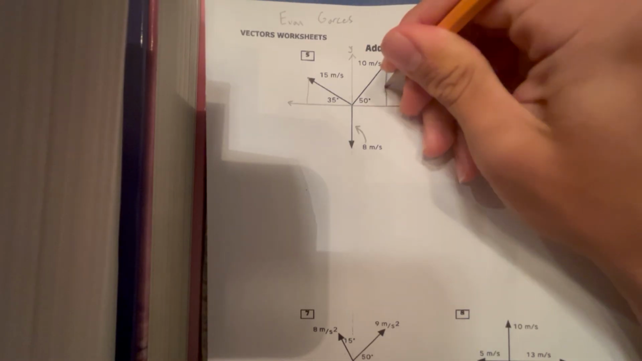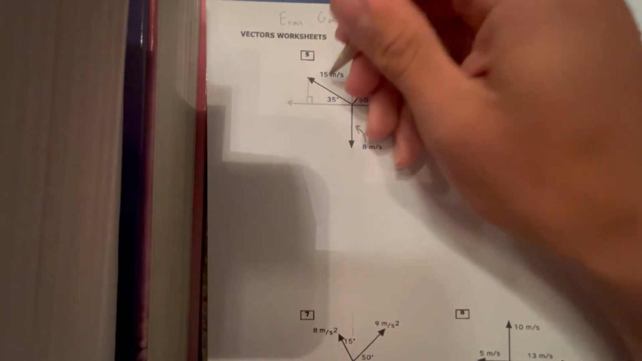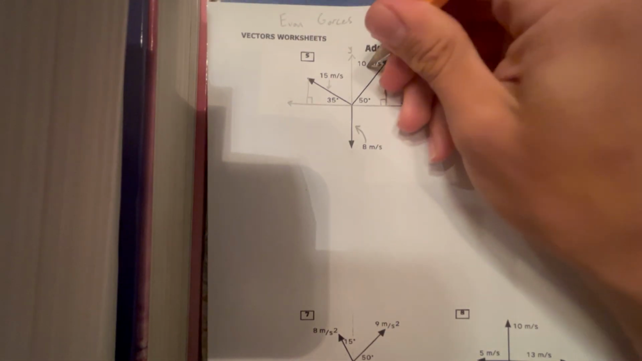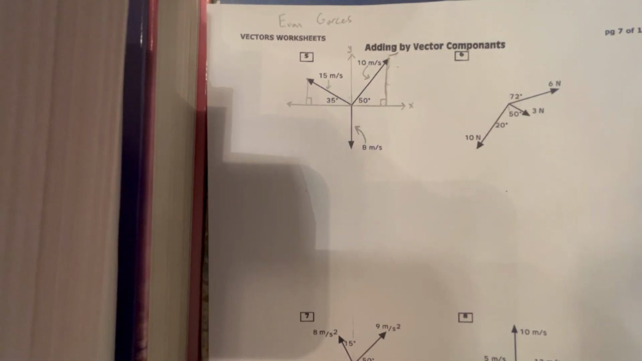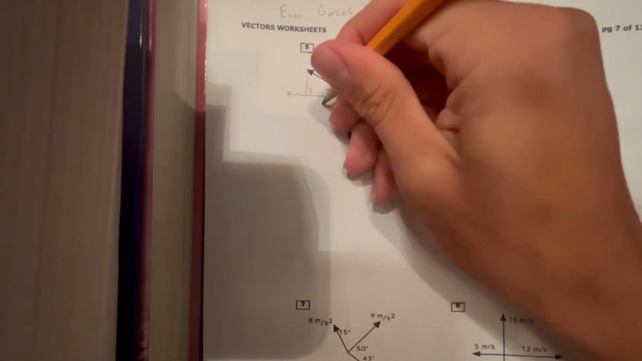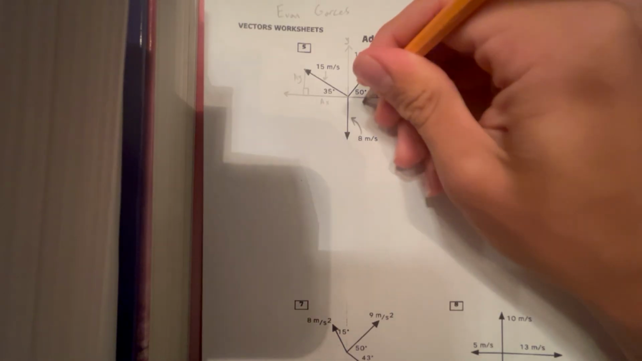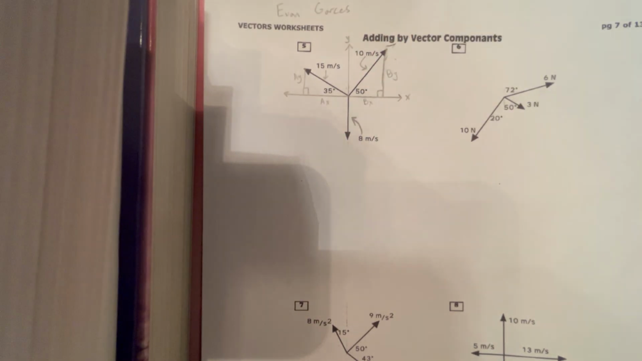Because this is a right triangle, there's going to be a 90-degree angle right here. And then this is supposed to go here, and this is supposed to go right here. Okay, so what we're going to do is label this A of X and this A of Y, because this is the X and this is the Y. And then we're going to label this B of X and this B of Y.